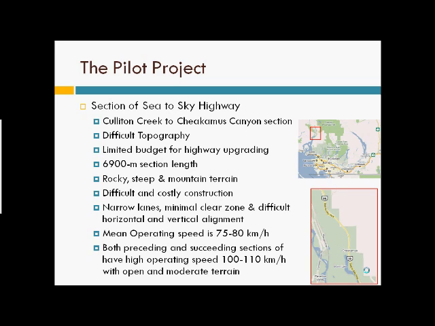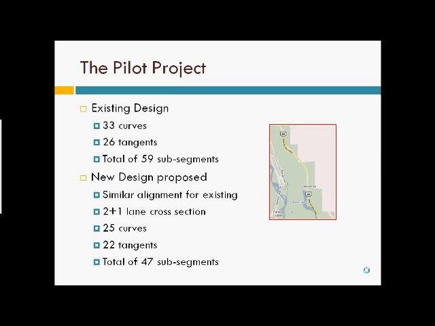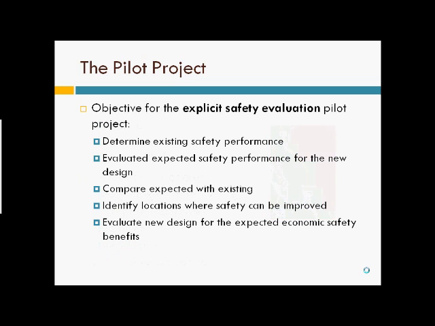The mean operating speed now is 75 to 80 kilometers per hour. Both the preceding and succeeding sections for the section in concern have a very high operating speed, which is around 100 to 110 kilometers per hour, with open and moderate terrain. The existing design of this segment has 33 curves and 26 tangents, which is a total of 59 subsegments, and the new design proposed was similar in the alignment to the existing, and it has a 2+1 lane cross section, 25 curves and 22 tangents, which is a total of 47 subsegments.